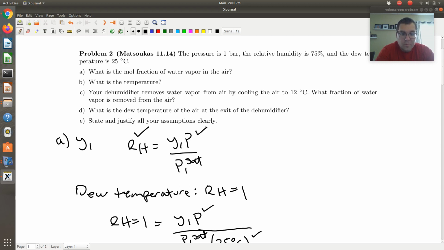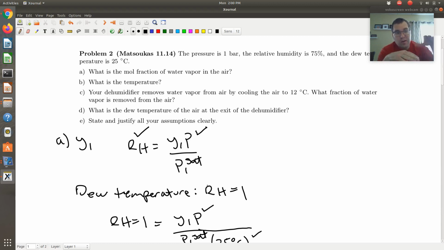All right, so what'll happen is if I have this stream, I cool it down to 25 degrees C. When I cool it down to 25 degrees C, that's my dew point temperature. That's when water will begin to condense out of the vapor phase. So at 25 degrees C, at the dew temperature, I have a relative humidity of 1.